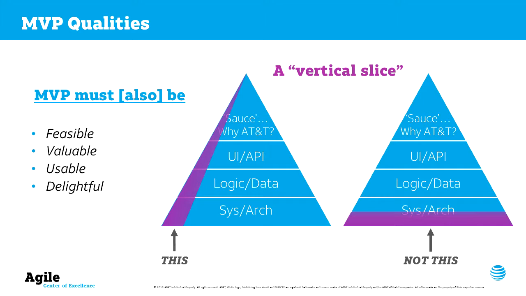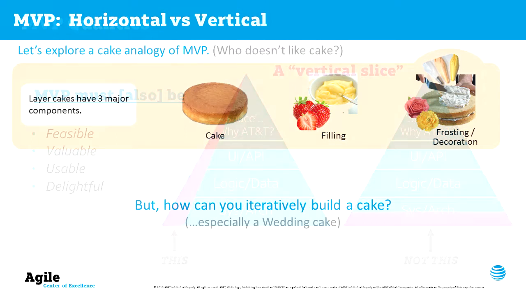The minimum viable product on the left contains a slice of functionality that includes each of those desired qualities, rather than developing them serially, feasibility first, value second, and so on. So we just talked about on the previous slide how to slice up functionality vertically to create value to the customer. So let's look at this slide here where we use an example of a wedding cake.